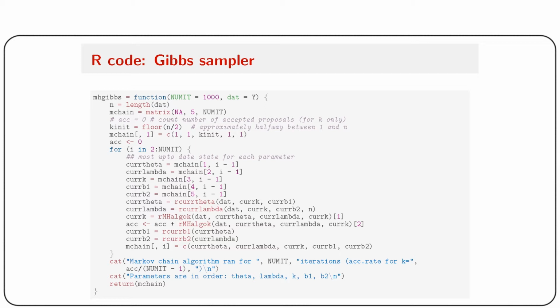The current theta is m chain 1 at i minus 1, current lambda is m chain 2 at i minus 1, current k is m chain 3 at i minus 1, and current beta 1 and current beta 2 are these. Then current theta is this, current lambda is generated from here, and current k is generated from the Metropolis Hastings algorithm, the RMH algorithm that I mentioned earlier. Then AC equals AC plus the second return value of the Metropolis algorithm, the second element of the list. Similarly, you get current beta 1 and current beta 2 as Gibbs updates, not Metropolis Hastings. Finally, you get the main chain, and this function returns the full chain.